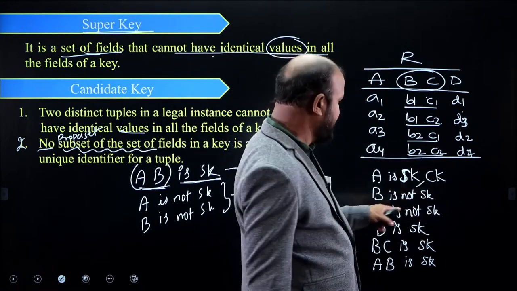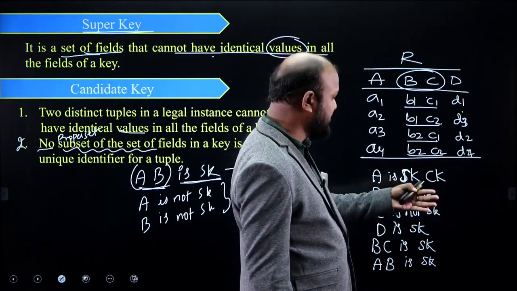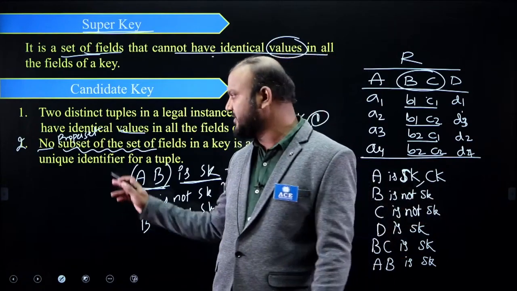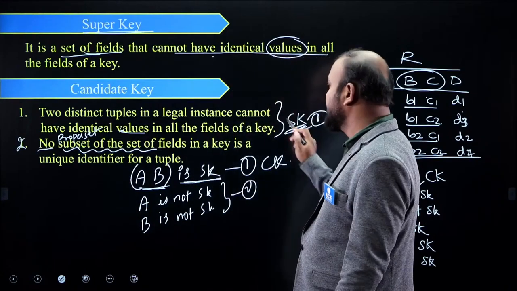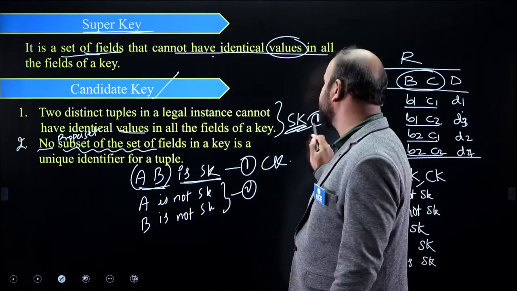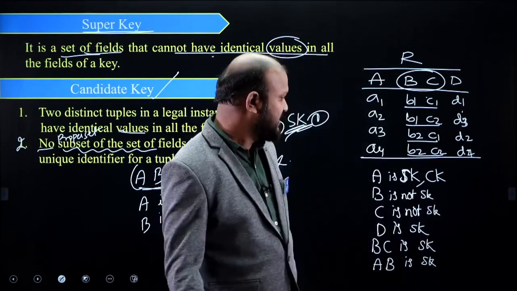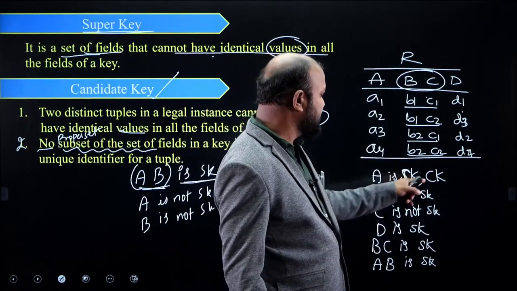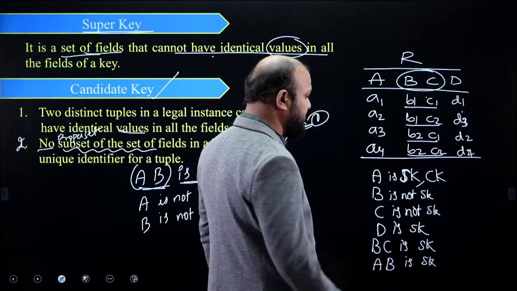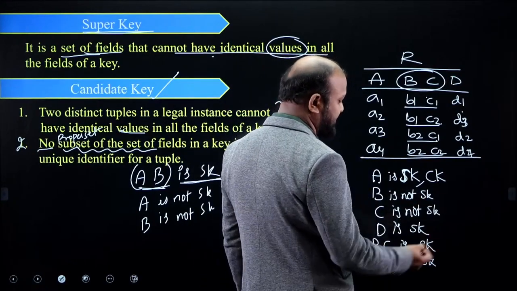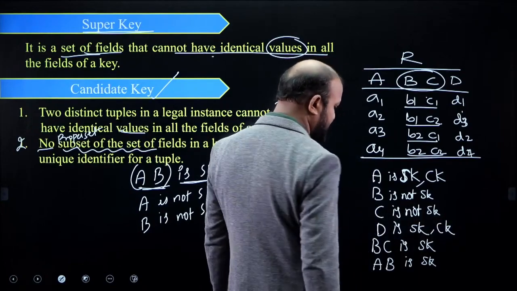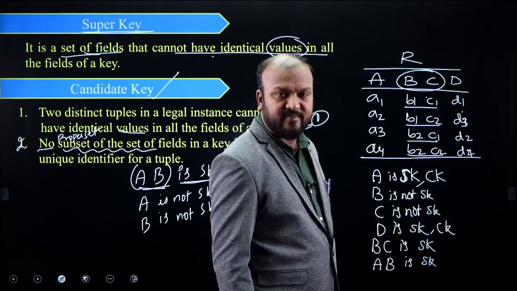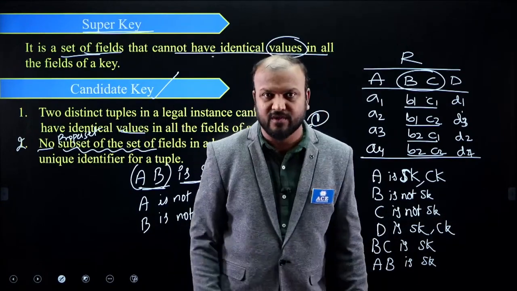B is not a super key, C is not a super key. Because if it is not a super key, we should not worry about the second thing. Because if it is not a super key, it is not a candidate key. Why? Because to be a candidate key, the first thing is that it should be a super key, correct? So A is a super key as well as a candidate key. B is not a super key, so not a candidate key. C is not a super key, not a candidate key. D is a super key, so it is a candidate key. BC is a super key, but is it a candidate key or not? You look.